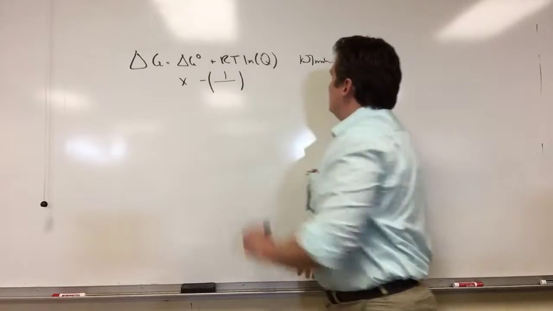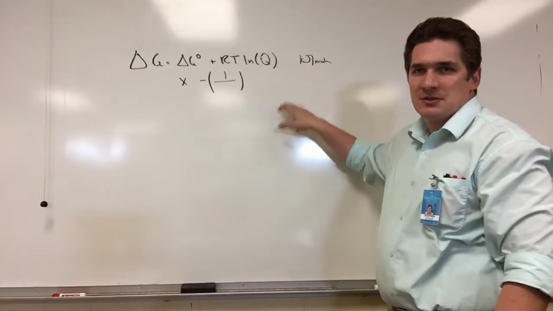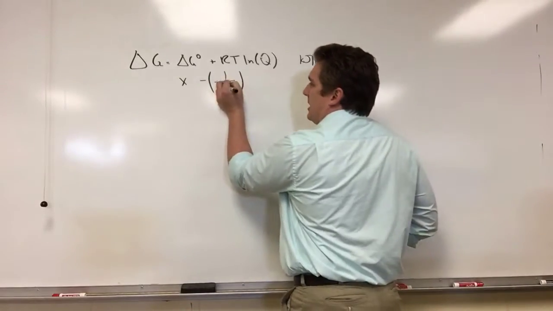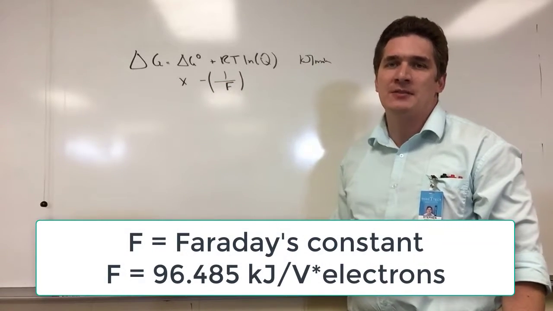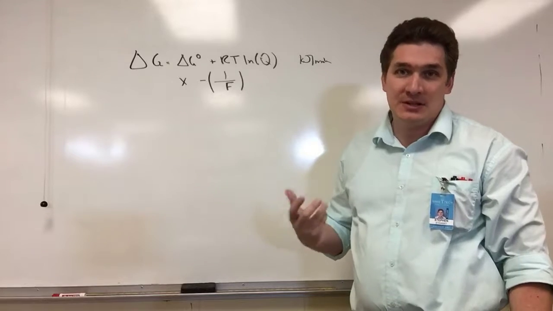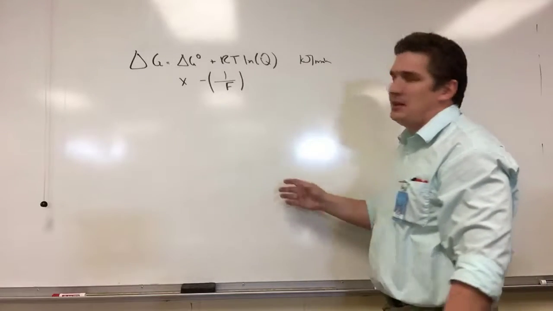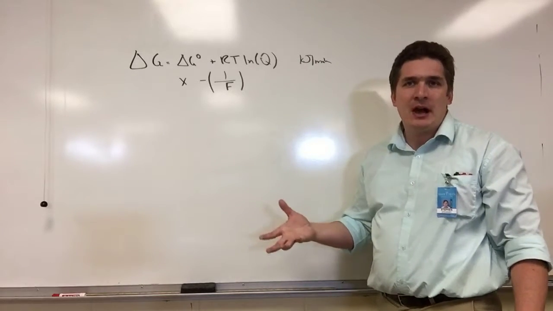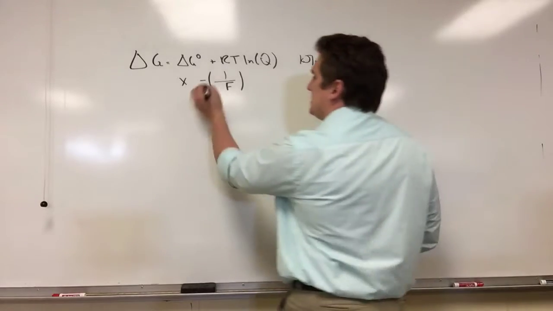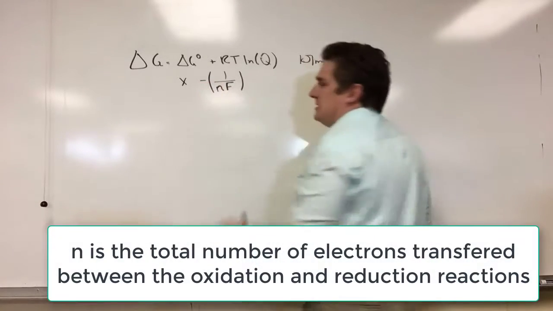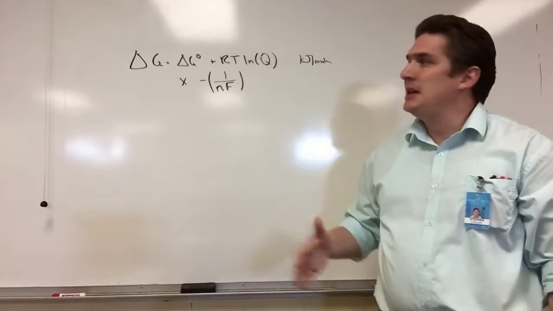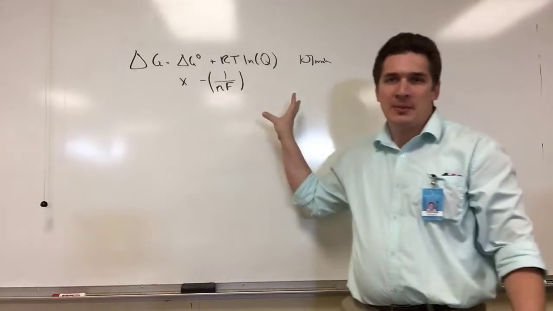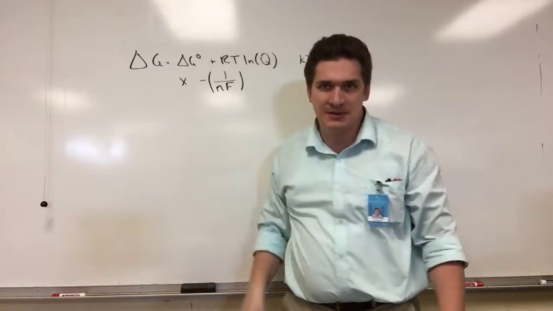We also need to be able to convert from kilojoules to volts. To do this, we have big F, and this is Faraday's constant. This is 96.485 kilojoules per volt times electrons. Now the other thing is you've never heard of a battery operating on a per mole basis. So what we've got here is n, and n is our number of electrons. It's basically taking our free energy and converting it from a per mole basis to a per electron basis.